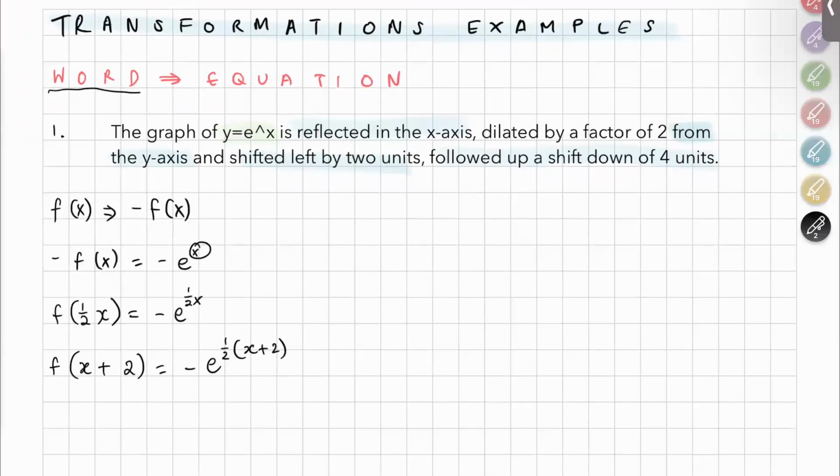followed by a shift down of 4 units, affecting the y-axis. Therefore, it becomes f of x minus 4. It has to do with outside the function. And all you have to do is sub it in.